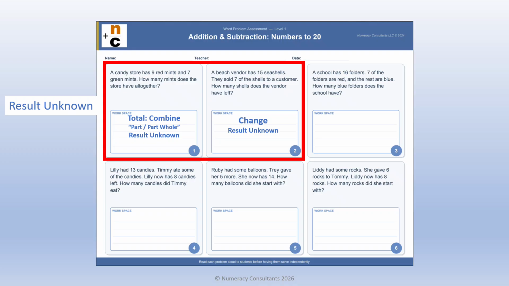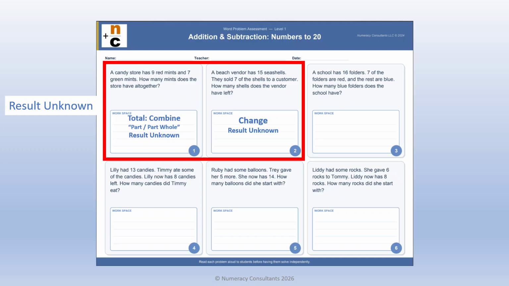It just says a candy store has 9 red mints and 7 green mints. How many mints does the store have altogether? So it just means there's a part, 9 mints, the other part is the 7 green mints, and then you put them together, you combine them. That's a part-whole. The second one is called a change result unknown.